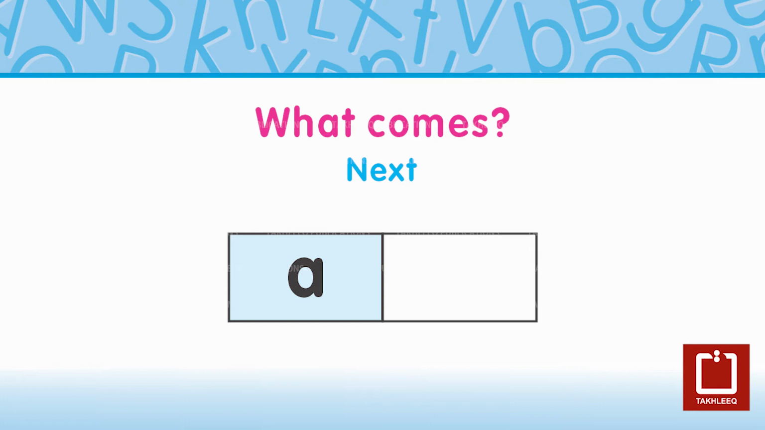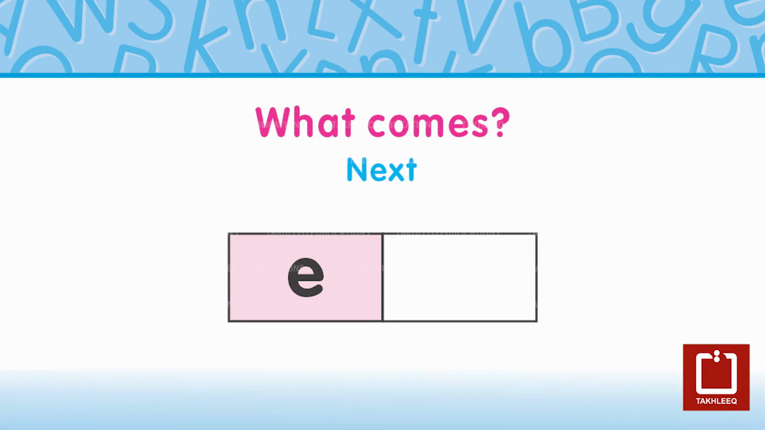We see the small letter A here. First we say A, then B. A, B. B comes next to A. So we write here B.